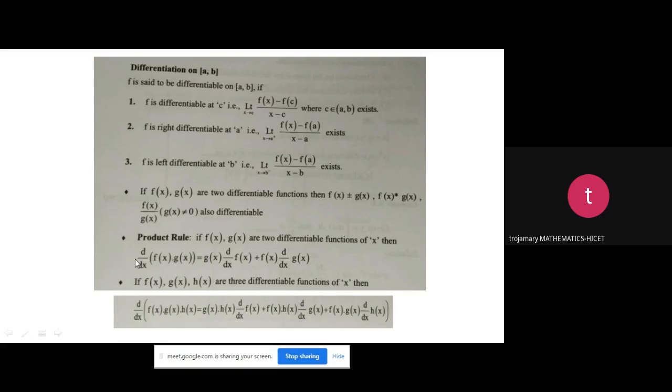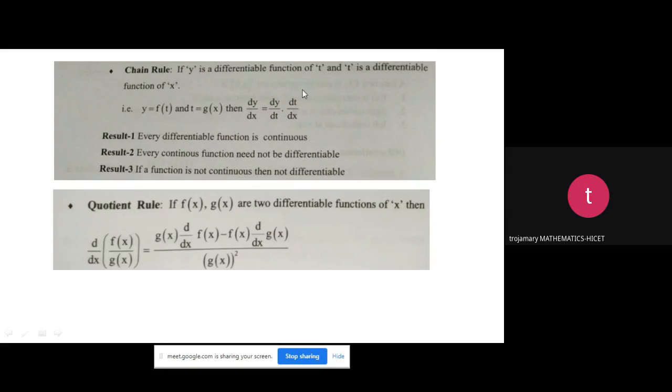Now look at the product rule. Using this product rule only, we solved the previous problem. You know the formula d of uv. Here the function is f of x into g of x instead of uv, so g of x, that is v, into u dash plus u into v dash. This is the formula. Similarly, for three differentiable functions u v w, keep v w as constant, u dash, so u dash v w plus u v dash w plus u v w dash. Okay, this is our product rule.